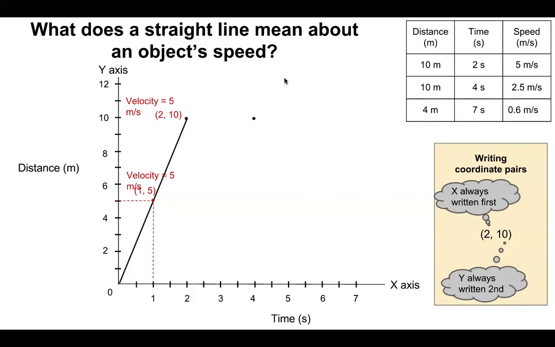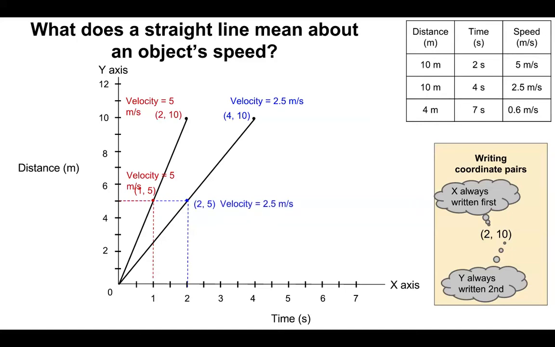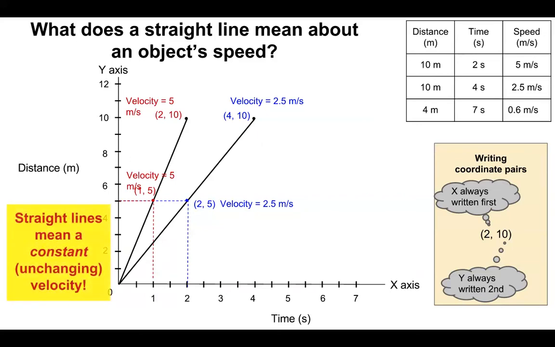Okay, let's plot a second point. Okay, this is the second one, 10 meters in 4 seconds. So we write it as 4, 10, draw the line. Velocity is 2.5 meters per second. Let's take a look and pick another point on that line. 2 seconds, 5 meters. Calculate the velocity, 2.5 meters per second. Those 2 points represent the same velocity. Again, straight lines mean a constant, unchanging velocity.